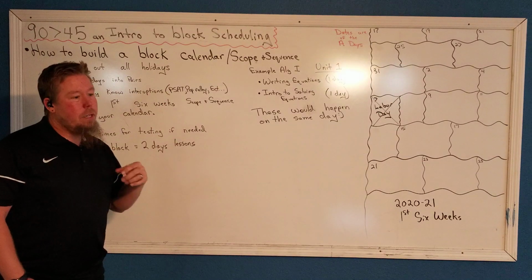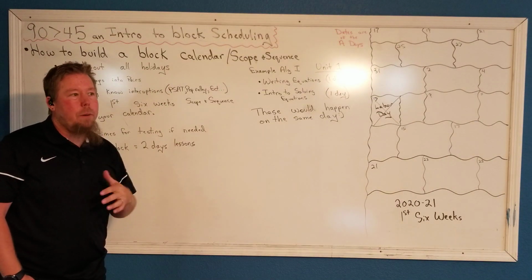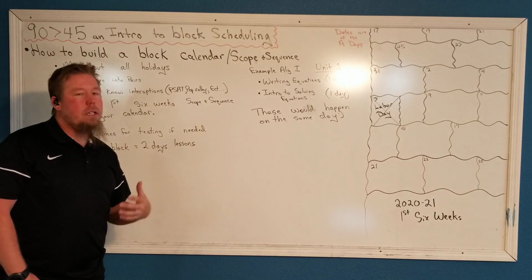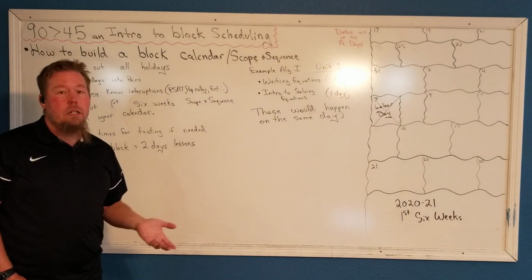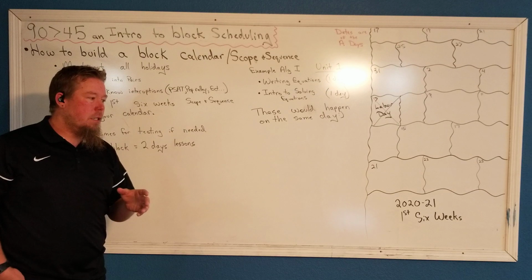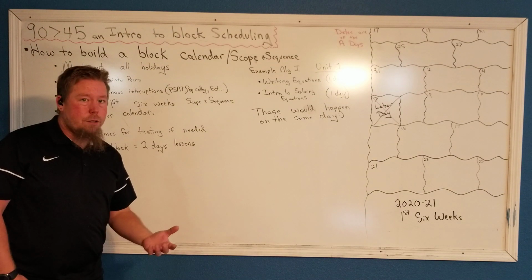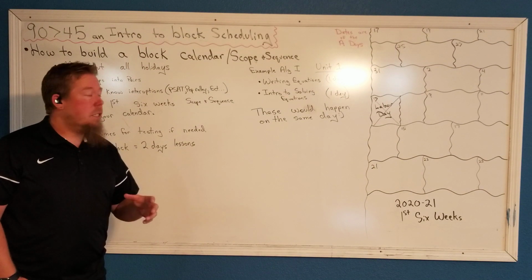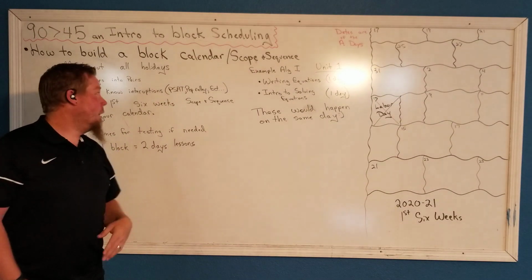When I say interruptions, I don't mean interruptions in a bad way, but I mean like PSATs, pep rallies, things like that. Things that you know the kids aren't necessarily going to be active. If you know everybody is, let's say it's the SAT day for your school that day, or if there's STAR testing, you would want to block those out first before you plan anything else.